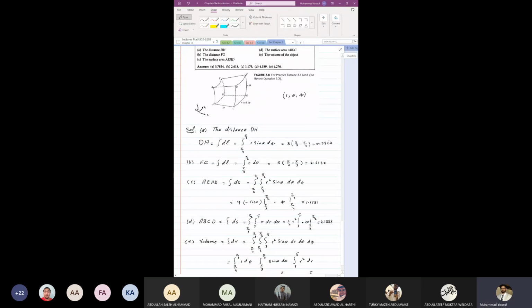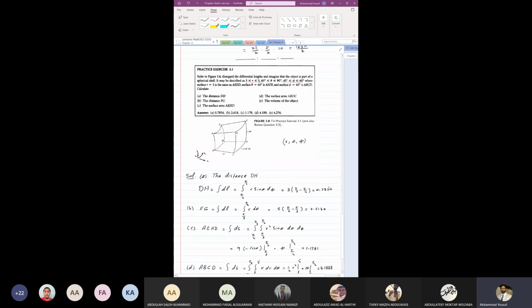Similarly, now part C, AEHD. AEHD is the inner surface, inside surface. So here is the integral of dS, and when we move along the surface AEHD, theta is changing, phi is changing, but R is fixed. R is 3 here. The inner radius is 3.